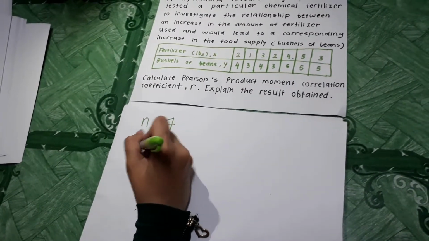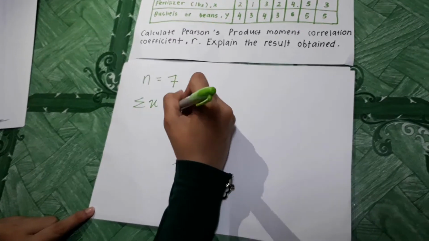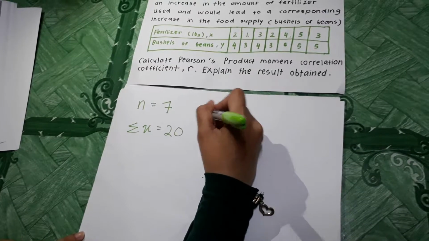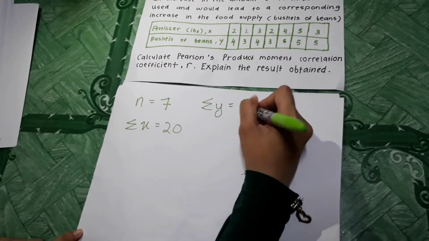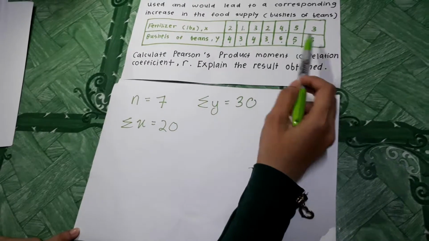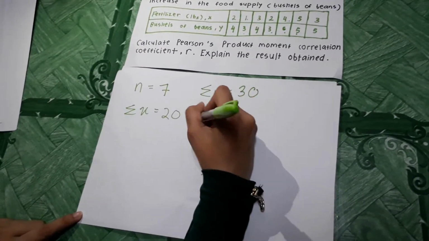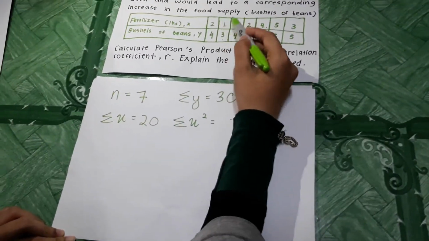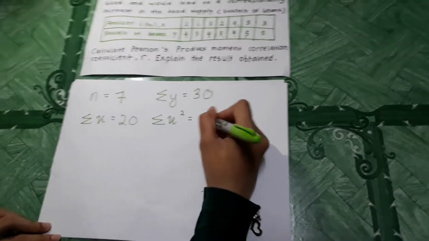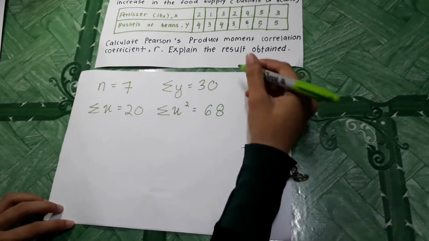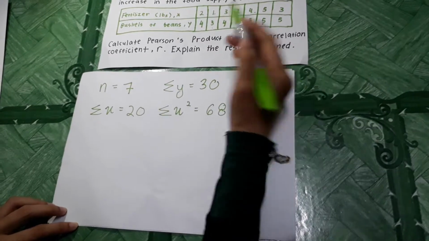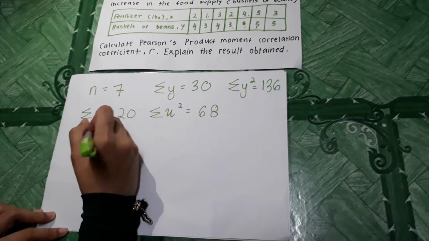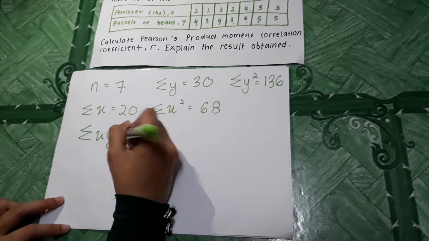Next, total of X, which is equal to 20. Total of Y, which is equal to 30. Next, total of X squared, which is equal to 68. Next, total of Y squared, the square of the Y, which is equal to 136. Next, total of X times Y, which is equal to 93.